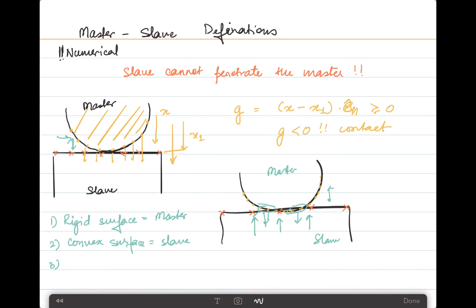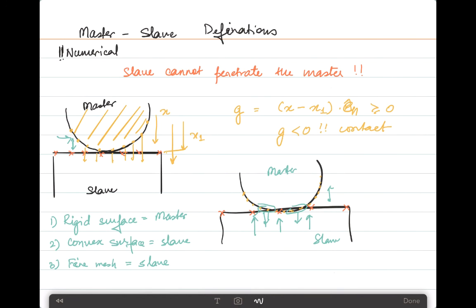And finally, if you have a surface with a fine mesh, then that surface should be made into a slave surface, because you are then imposing conditions that the master cannot penetrate the slave, because it has enough reaction forces that can be generated at each of these nodes to become contact forces.